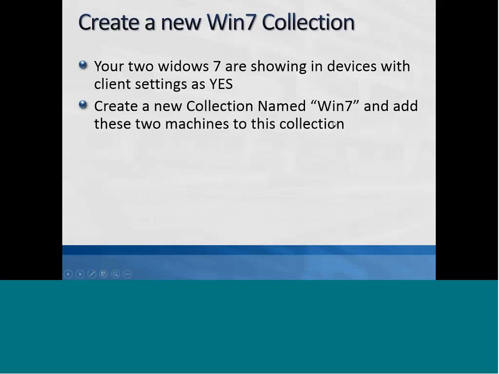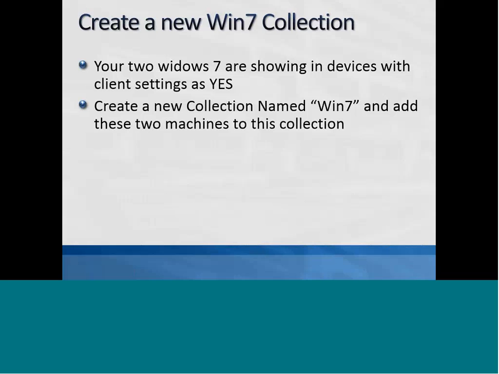Create a new collection named Win7. So guys, till now what we did, well, the recent thing is that we added an application. We distributed it to the DP, and now what? I'm gonna go back and make sure that both my Windows 7 machines are showing yes, but we need to make a new collection as well for Windows 7 only machines, right? Because we're gonna deploy the task sequence to the Windows 7 machines only. So how to make a collection and add only the two Windows 7 machines? So I'm gonna do that now.